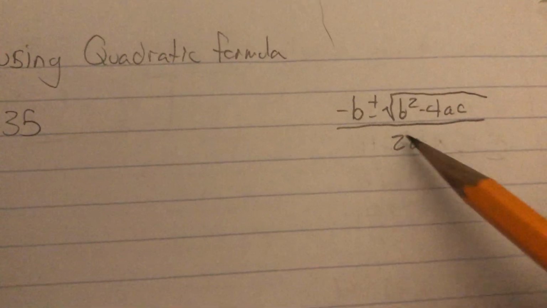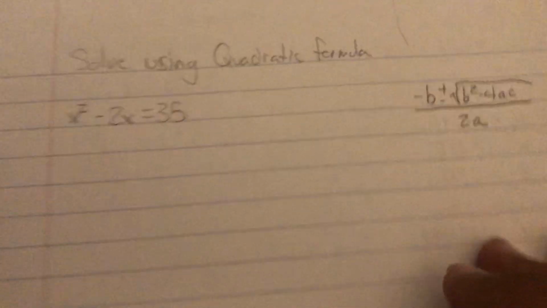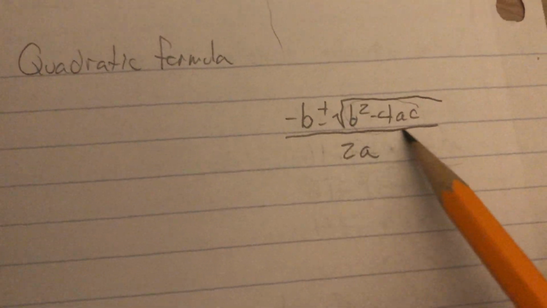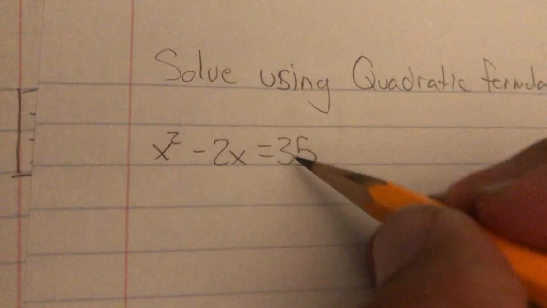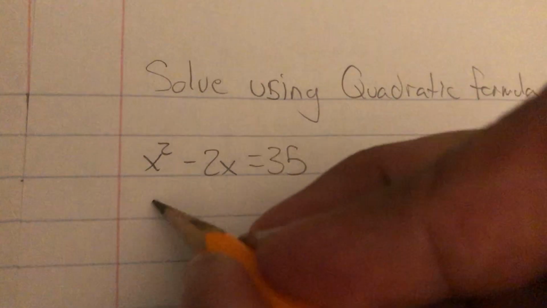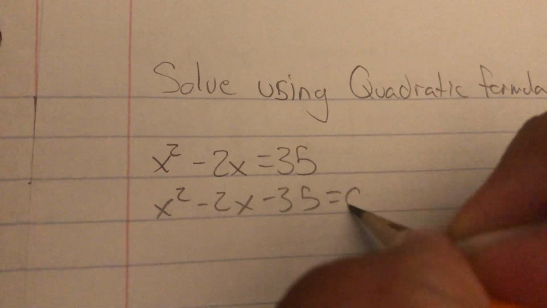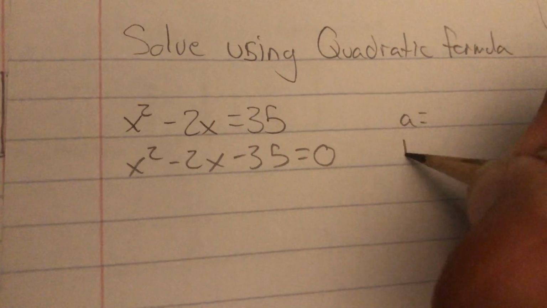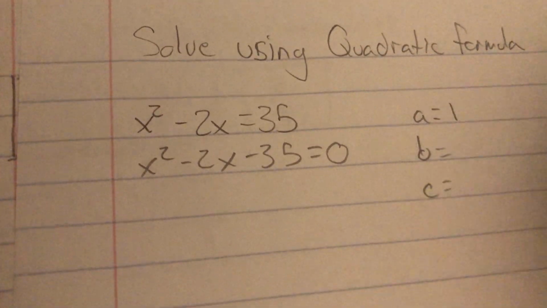Okay? So it's just like the axis of symmetry with the square root and the discriminant. If they ever ask you for the discriminant, they're talking about just what's in here. That's it. All right. So here, before we can do the quadratic formula, it has to equal 0. So we're going to subtract 35 from both sides, and now we're left with x squared minus 2x minus 35 equals 0. So now that you have that, you have to name a, b, and c. a is the number in front of x squared, which is just 1.